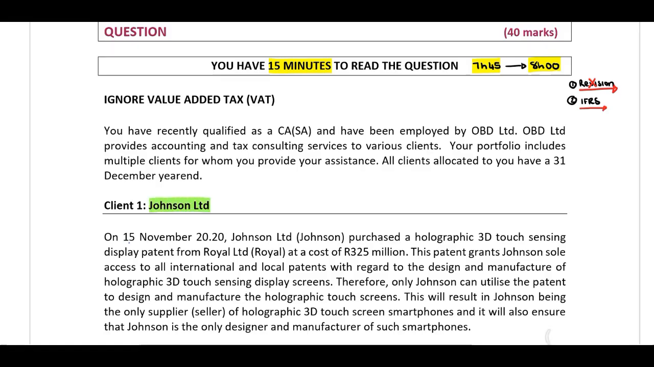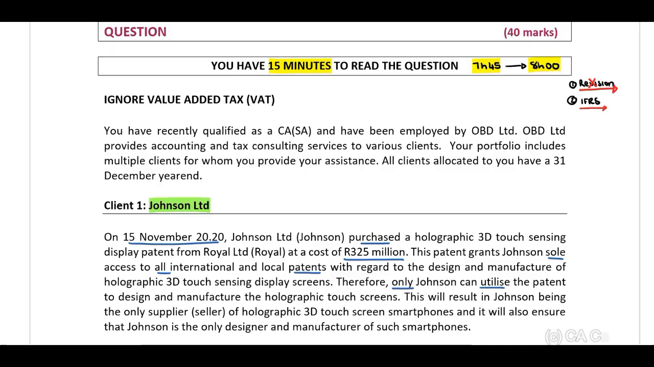On 15 November 2020, Johnson Ltd purchased a holographic 3D touch sensing display patent from Royal Limited at a cost of 325 million. This patent grants Johnson sole access to all international and local patents with regard to the design and manufacture of holographic 3D touch sensing display screens. Therefore, only Johnson can utilize the patent to design and manufacture the holographic touch screens.